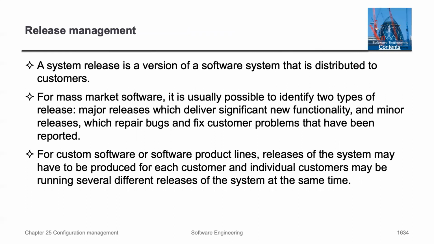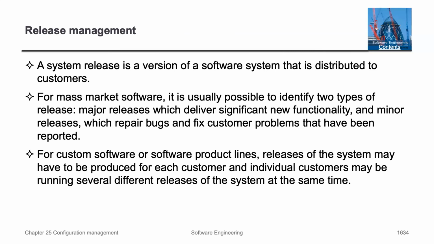Release management is a system. A system release is a version of the software system that is distributed to customers. For mass market software, it is usually possible to identify two types of releases: major releases, which deliver significant new functionality, and minor releases, which fix bugs that have been identified.